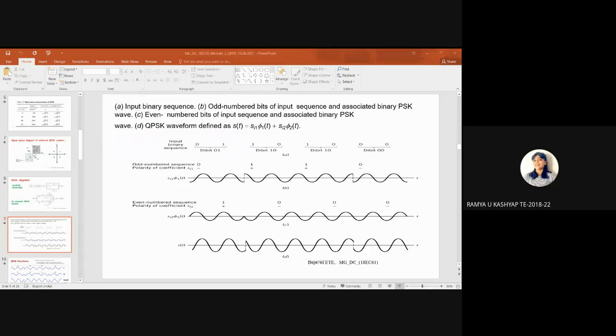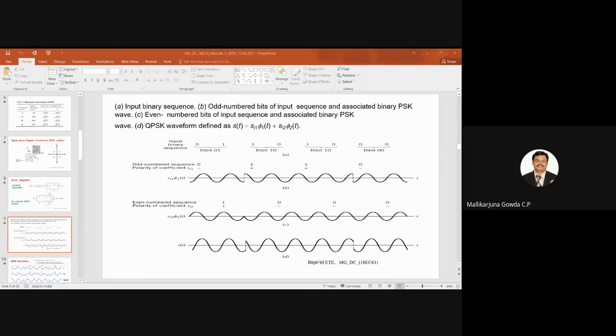So once we get the odd and even numbered sequences, we have to add them to get the QPSK waveform according to the signal constellation diagram. Can you just tell me for the first dibit, what is the phase of the QPSK for 0 1? It's 7 pi by 4, sir. So it starts with 7 pi by 4 and ends with 7 pi by 4.